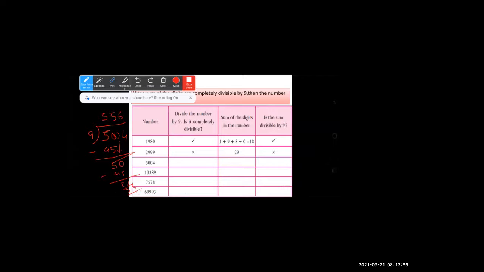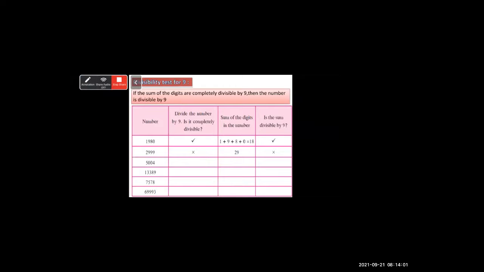But see, while solving this, at least you required 1 minute to solve it. So instead of solving by the division method, what is easier for you all? Just to remember the rule. Now we got to know that after dividing, it is divisible by 9, right? But this process is very tedious.